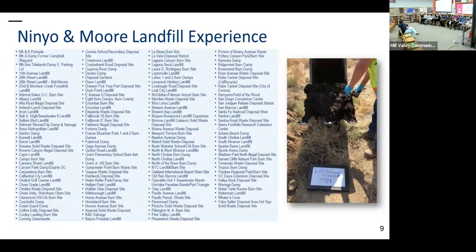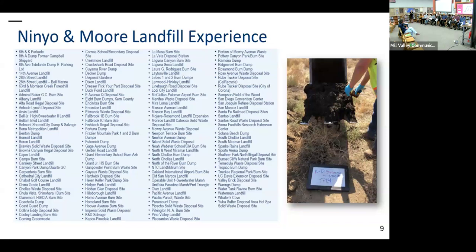This shows our experience with landfills. We have approximately 150 landfills on this list here, and we've worked on all of these. Many of these sites are burn dumps, similar to the site that we're going to be talking about tonight relative to Mill Valley. And we're considered experts on landfills and burn dumps by Cal Recycle.